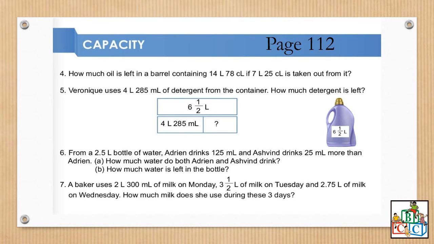From a 2.5 liters bottle of water, Adrienne drinks 125 ml and Ashwin drinks 25 ml more than Adrienne. How much water do both Adrienne and Ashwin drink, and how much water is left in the bottle? Number 7. A baker uses 2 liters 300 ml of milk on Monday, 3.5 liters of milk on Tuesday, and 2.75 liters of milk on Wednesday. How much milk does she use during these days? So now let us see all these questions in detail.